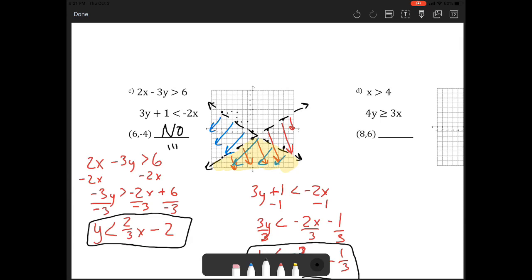The regions that could be included are our third quadrant and our fourth quadrant. But this one is not included. So no.